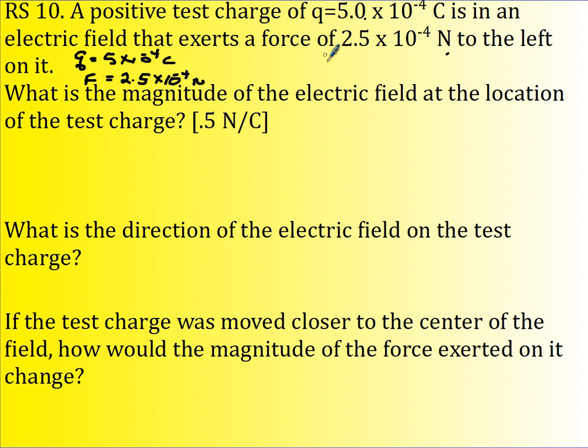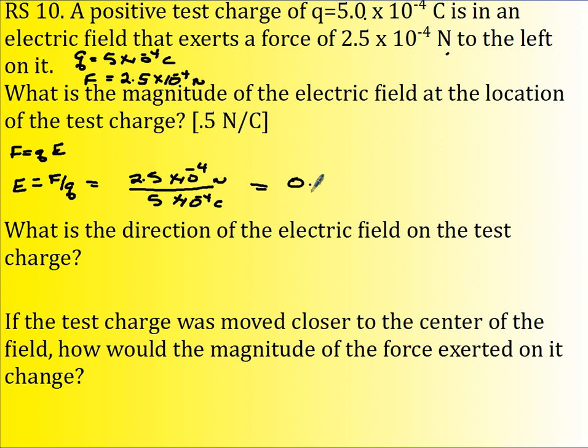All right. What is the electric field at that point? F is QE. So E is F divided by Q. So it's 2.5 times 10 to the negative 4 newtons divided by 5 times 10 to the negative 4 coulombs. And so we get an electric field of 0.5 newtons per coulomb.